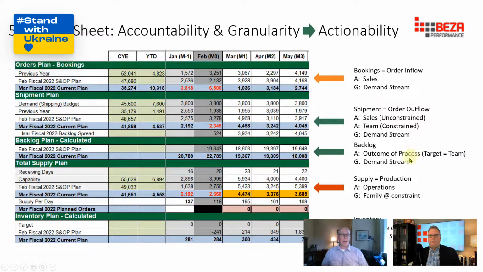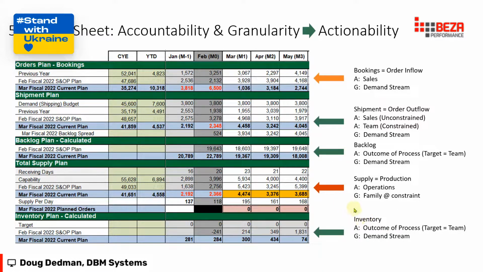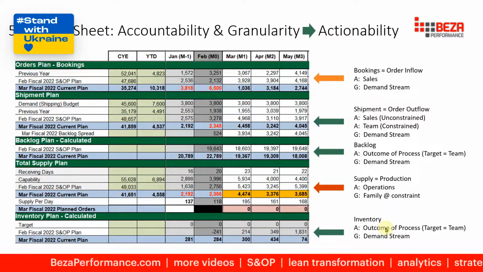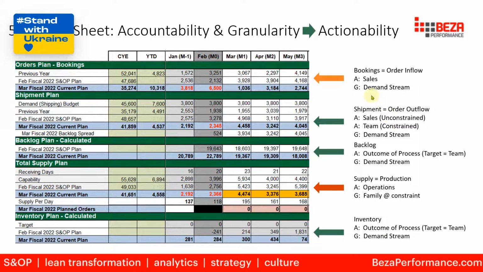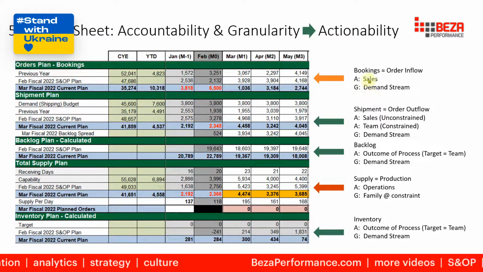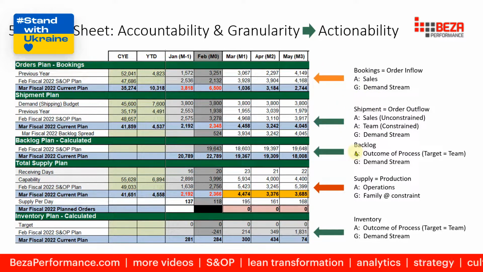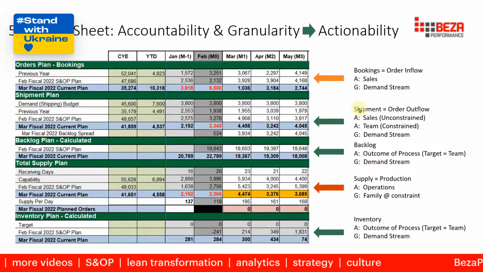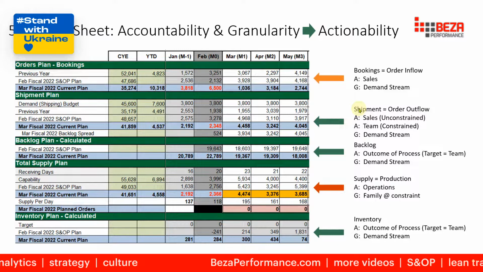And then at the bottom there, which you probably can't see right now, sorry, I'll fix that, is the inventory side of it, and that really is also an outcome of the process. So when we think about it, and it's specifically around demand planning, we're typically focused at the top three parts of this plan, and that's where we'll spend the time. But that's really where the accountability sits as we look at it.